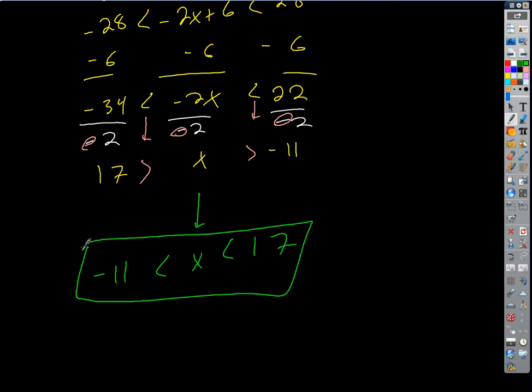If I were to graph this solution, then it makes sense, doesn't it? Now I've got one boundary at negative 11, one at positive 17, and we're just graphing everything in between, right? Make sense? Okay, good work.